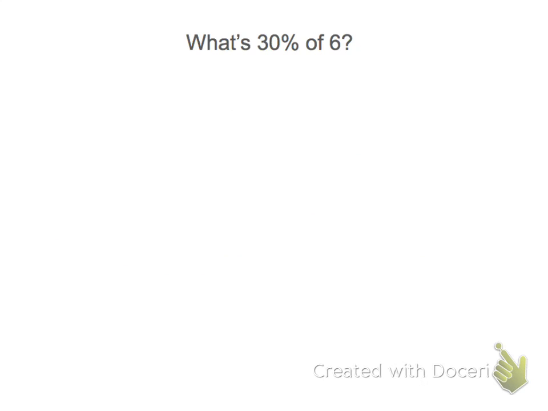Let's get started. So what is 30% of 6? There's a few ways to approach this problem. One of them is using equivalent fractions. So we know that 30% is equal to 30 over 100. And if I want to know what 30% of 6 is, the question is, what would this number here be? What out of 6 is equivalent to 30 out of 100?